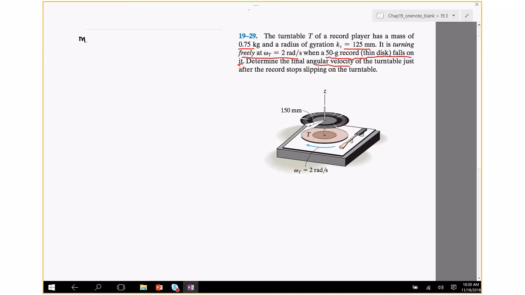So initial mass is 0.75 kgs. The radius of gyration is 0.125 meters. The initial speed is 2 radians per second. Now when you drop the 50 gram record, you get 0.75 plus 50 grams, which is 50 divided by 1000, so 0.05 kgs is the new mass. You've got to find the final speed.